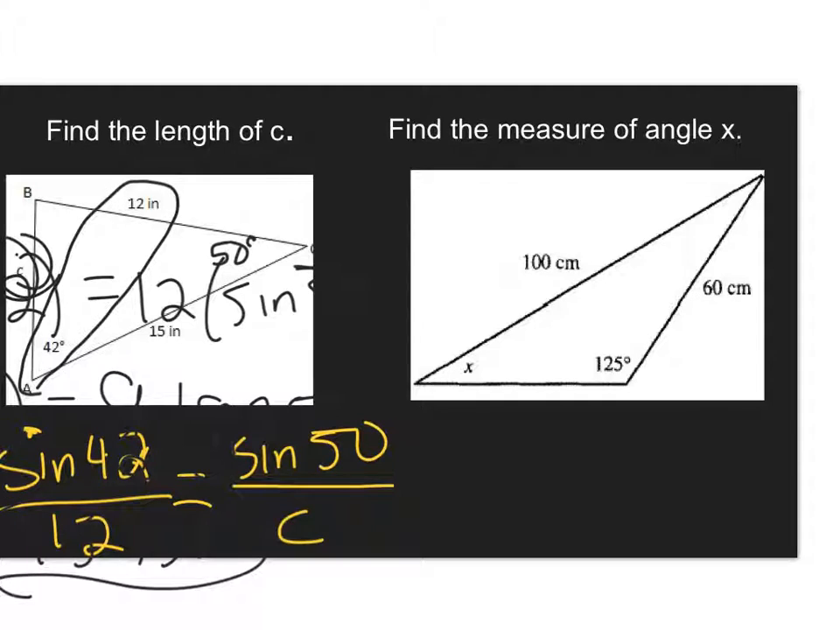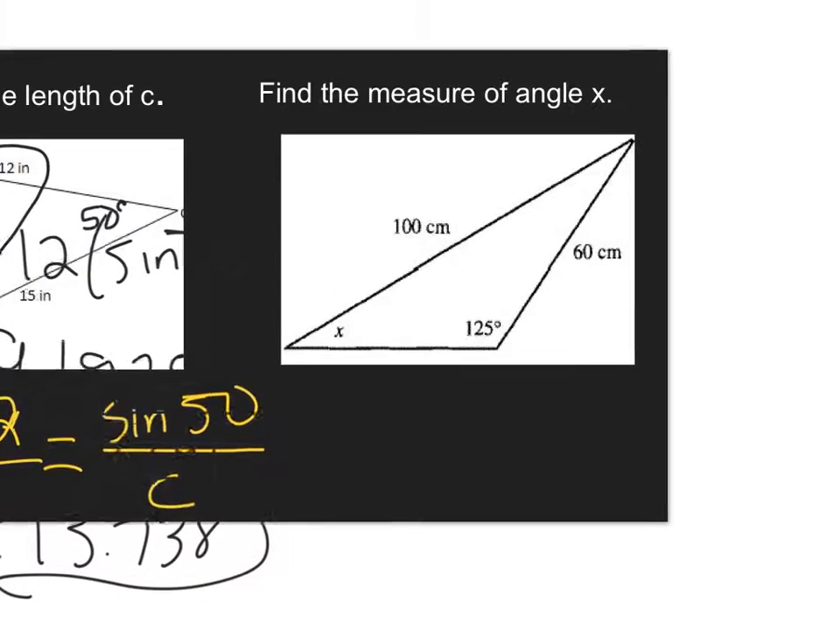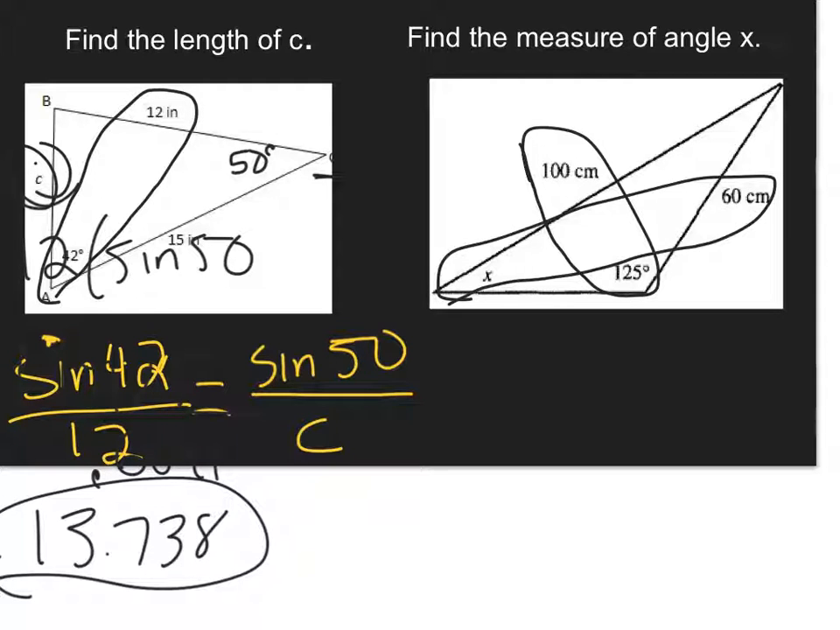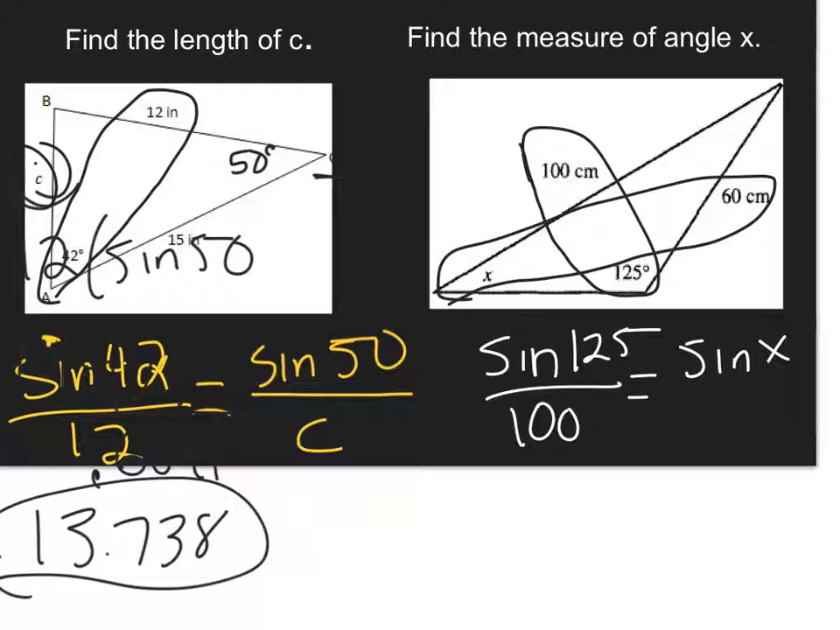All right, so now let's take a look at this. Let's work backwards here, figuring out the angle measure X. Again, first thing I'm going to do is look for my relationship. I've got 125 and 100. Then I've got X and 60 that are related. So my setup is going to look like this: sine of 125 over 100 is going to be equal to the sine of X over 60.